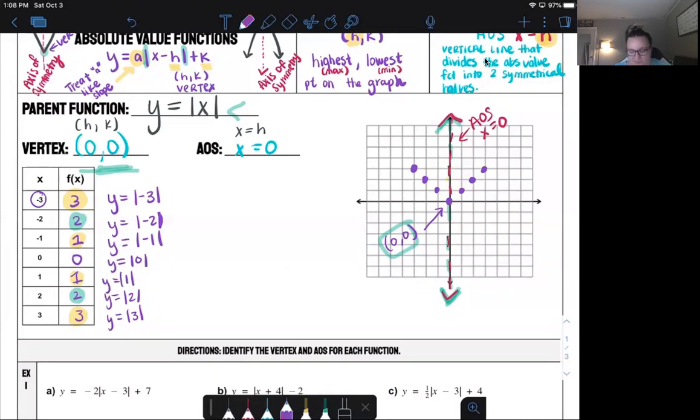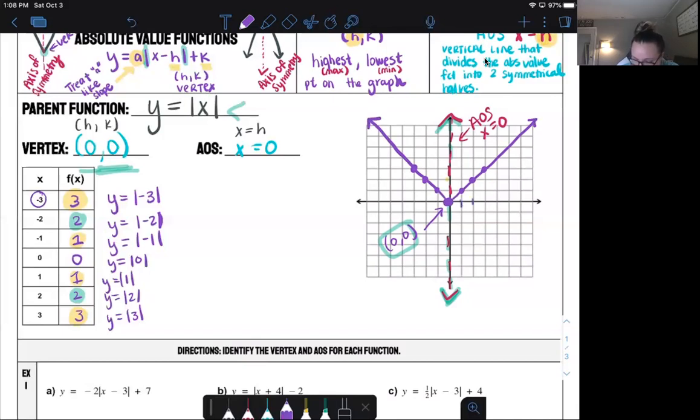All right, so because this is my vertex, which is my lowest point, and I know that all the other points need to be higher than it, if it is my lowest point, then I can go ahead and graph this absolute value function to increase to the far left and the far right. Because what do I get when I plug in 5?